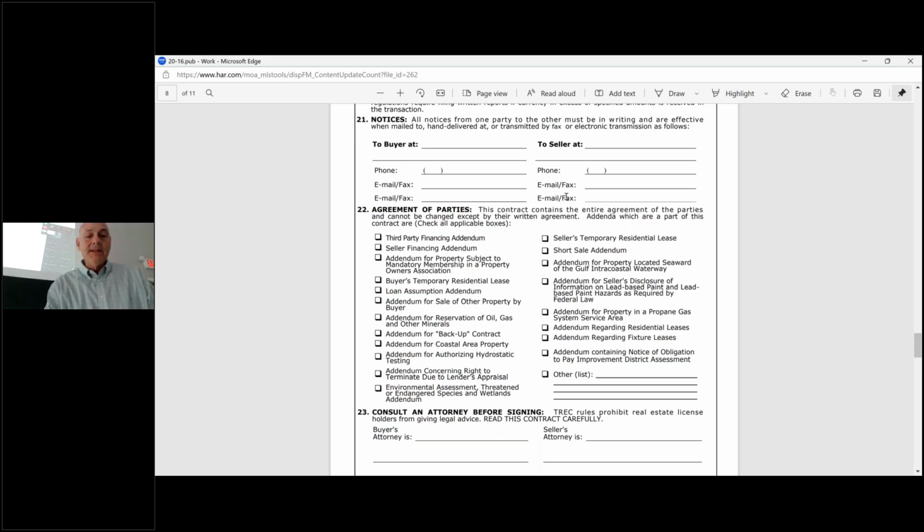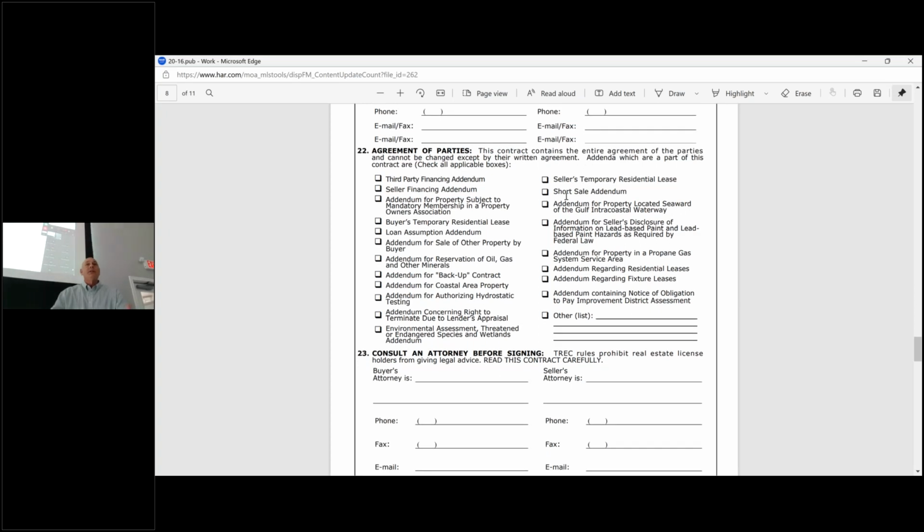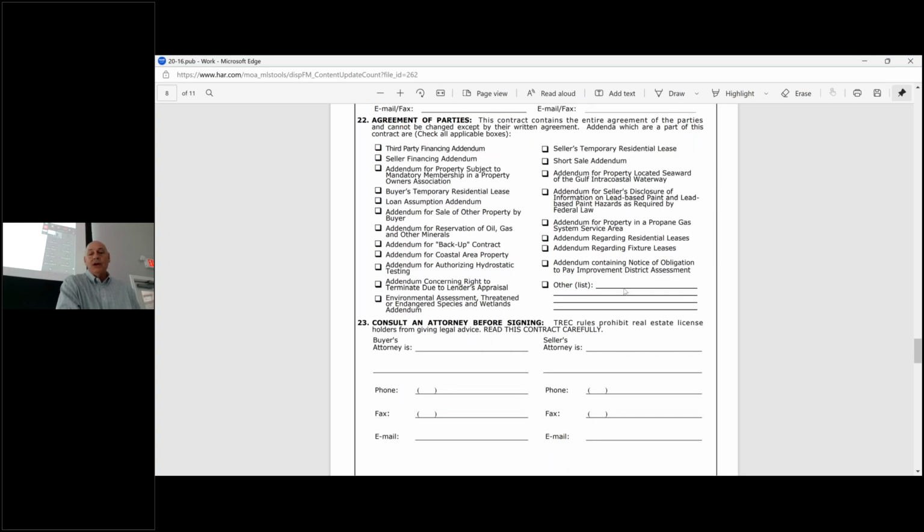Okay. Agreement of the parties. This is where you just indicate all the other documents that are part of this contract. And this is what links them. This is what ties an addendum to this actual contract. In the contract itself, you say there's an addendum that's part of this. So you absolutely must check these boxes if there is an addendum to link it. And if there's some oddball thing or some personally drafted agreement, then you can check other and write that in there.